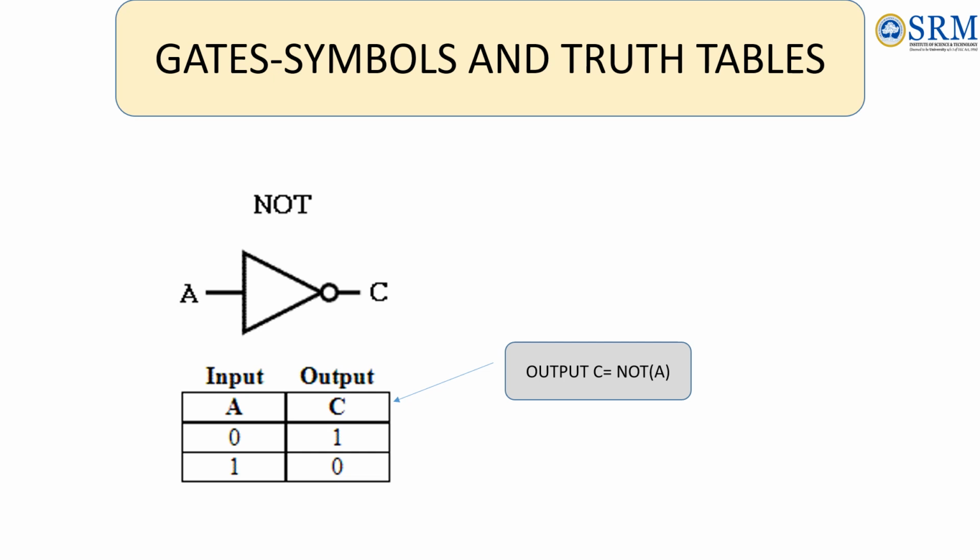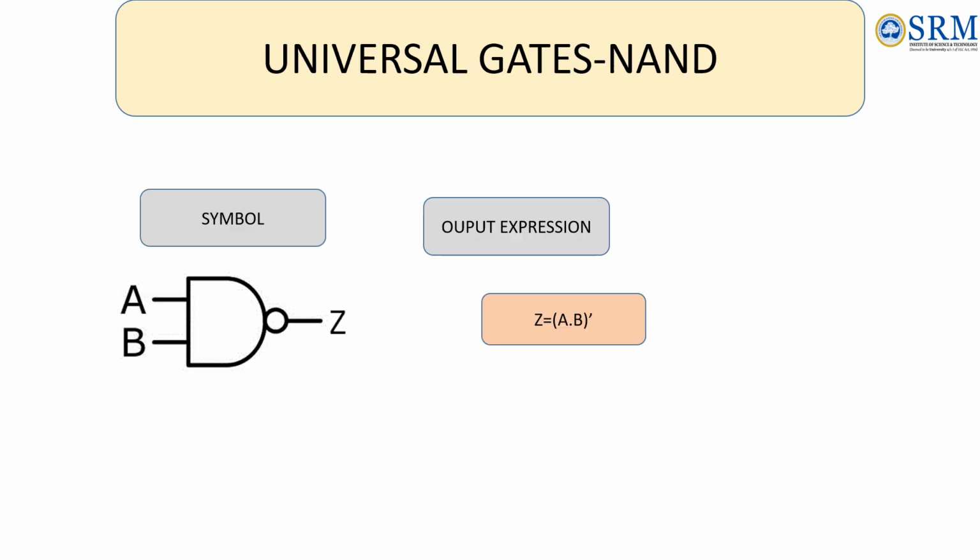Now for the last basic gate, the NOT gate, look at the truth table. Input is A, output is C. When the input is 0, output is 1. And when the input is 1, the output is 0. This is why the NOT gate is also called the inverter.